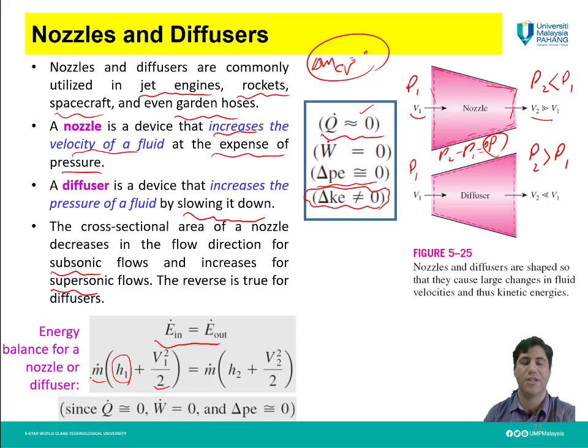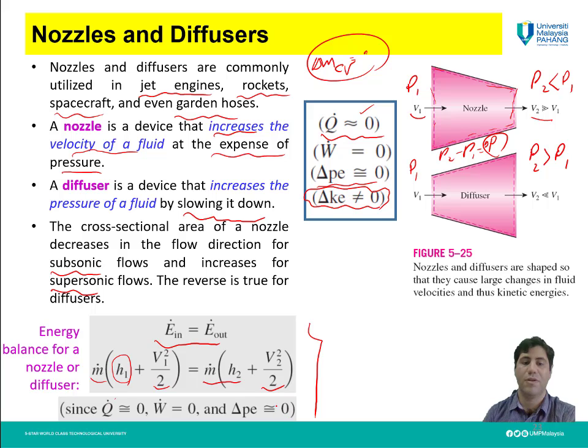This term is related to the kinetic energy of the flow at the entrance of the nozzle or diffuser, and that at the output of the nozzle or diffuser. Again, we can write it like this, which is the enthalpy and kinetic energy. So we can see here we have neglected Q or Q dot, the heat transfer. We don't have any work in a nozzle and diffuser, and we have also neglected the change in the potential energy in the nozzle and diffuser.